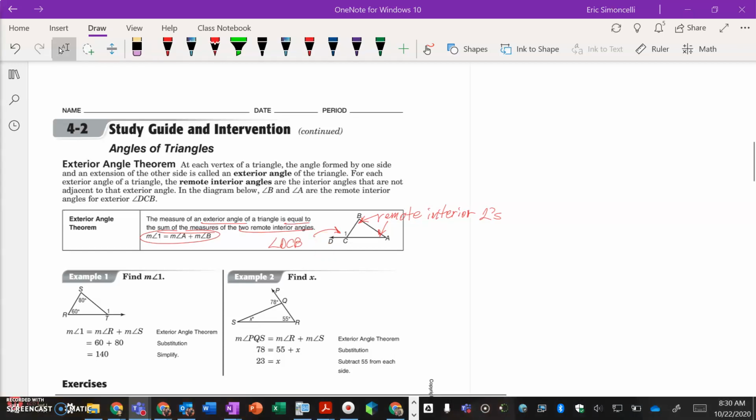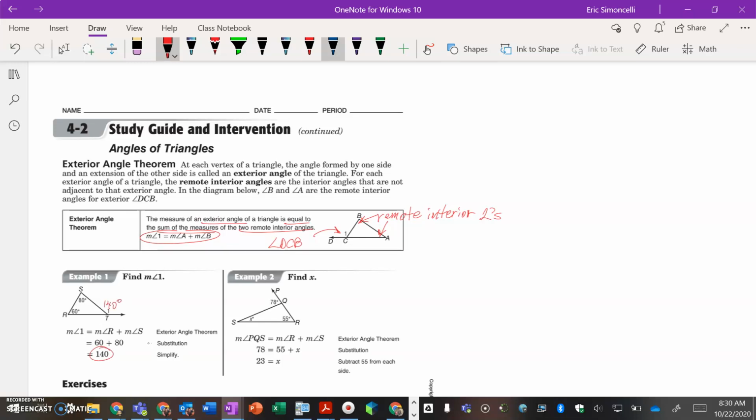Okay, we'll go ahead and continue. In other words, the measure of angle 1, according to the theorem, is equal to the measure of angle R plus the measure of angle S. So we have 60, which is angle R, plus 80, which is angle S, and that is simply 140. So angle 1 is 140 degrees.